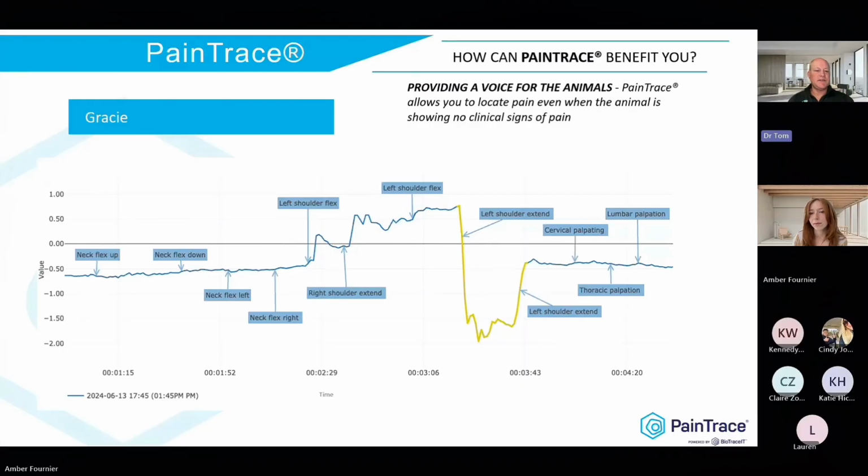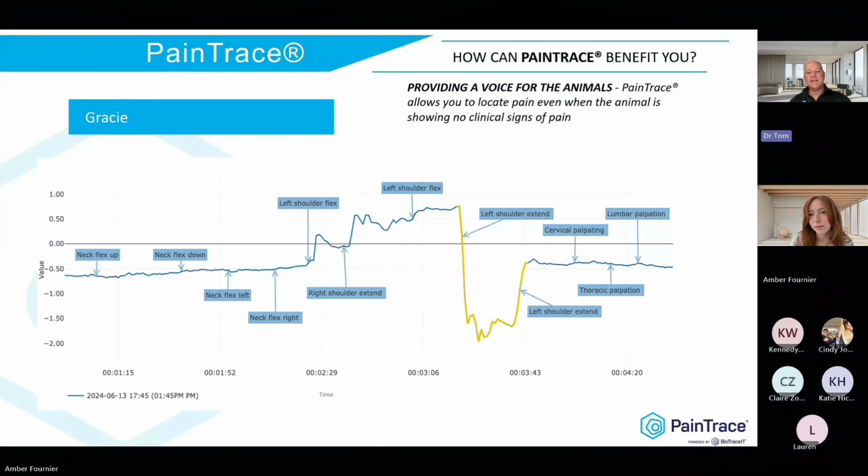The bad news is, you can see, starting on the left, I go nose to tail with my orthopedic examination. So I was flexing the neck up and down, going left and right, and extending the left shoulder and then the right shoulder. I flexed that left shoulder with no problem, but when I extended that left shoulder, that amplitude peak was in real time, so I was able to see it.